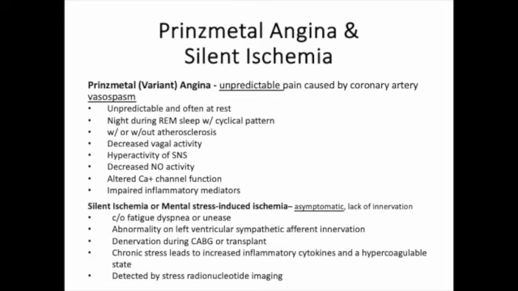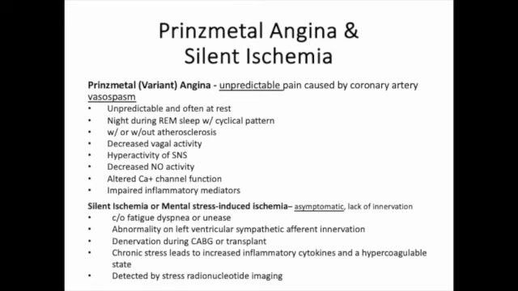There also could be denervation that occurs during a CABG, a coronary artery bypass graft, or cardiac transplantation. This can also happen following an ischemic local nerve injury that can be caused by a previous myocardial infarction or heart attack. When you are in a period of chronic stress, this can lead to increased inflammatory cytokines in your body, causing your body to be in a hypercoagulable state, which increases your risk for clots.